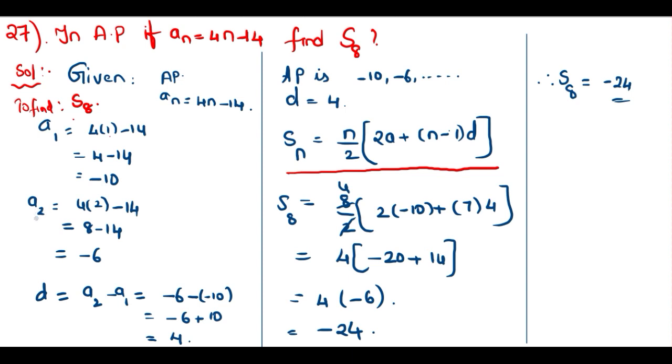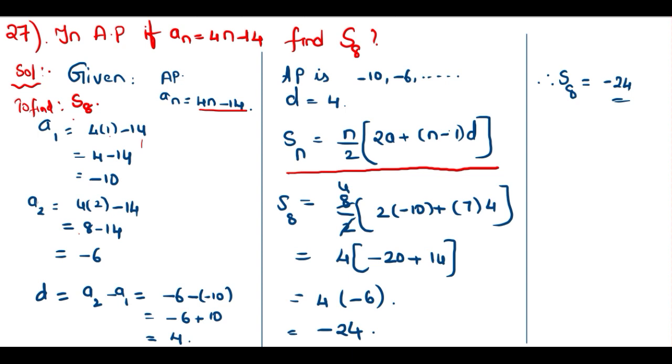Similarly, let us find A2. A2 is nothing but, again we are substituting n as 2 in 4n minus 14. 4 twos are 8 minus 14. 8 is positive and 14 is negative, so we have to subtract. 14 minus 8 gives us 6 and the sign of the bigger number, that is 14, is minus. So, the resultant sign will also be minus. So, 8 minus 14 gives us minus 6.